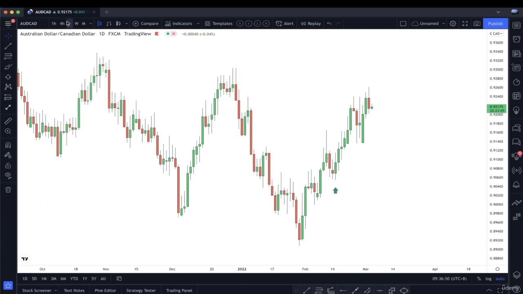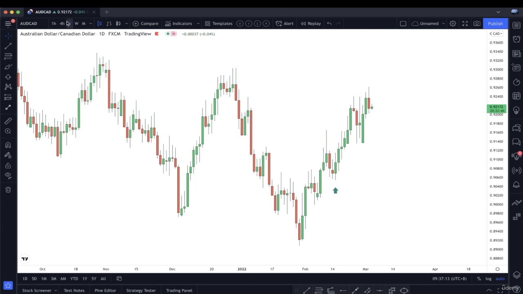Hi guys, so in this video, I'm going to share my trade on AussieCAD recently. I'm going to share my thought process and how I applied everything that I've been teaching here in this course, from market condition to multi-time frame analysis. So let's start with the monthly time frame.